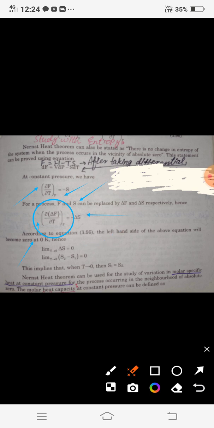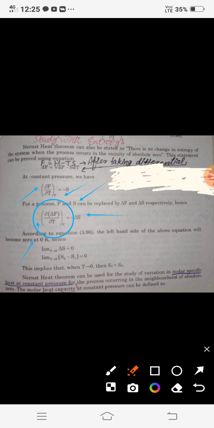So the limit of T approaching 0 means that the variation, the change from one side to another, means that the first entropy that was lesser is subtracted from the higher entropy, that is S2, because with the passage of time in a reaction entropy is increasing. So we can say that the change means subtraction of the lower entropy from the higher entropy. So it simply applies that when T approaches 0, S1 becomes equal to S2.